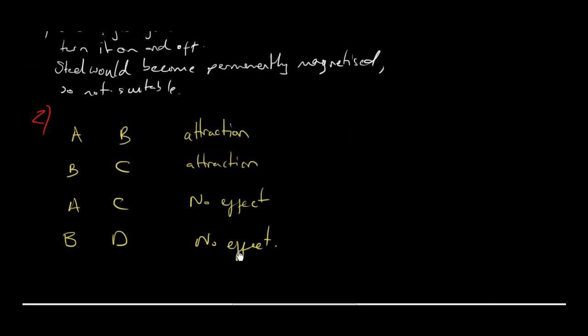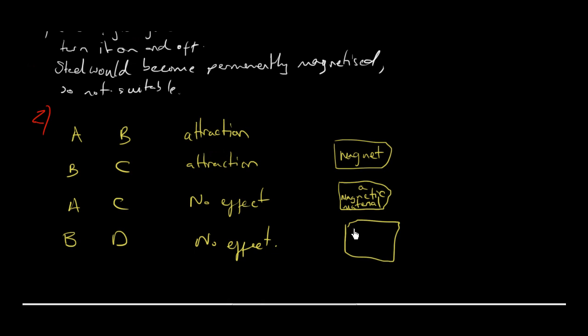Okay, so given us this, then they give us three options for labels on the materials A, B, C, and D, and the three options they give us are, it's either a magnet, or the label could be that it's a magnetic material, which is different from it being a magnet. And the third label that we can have is non-magnetic.